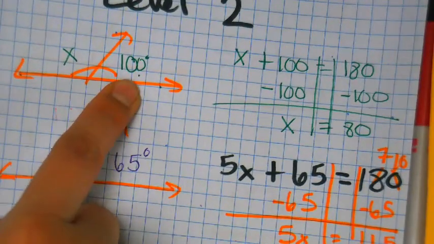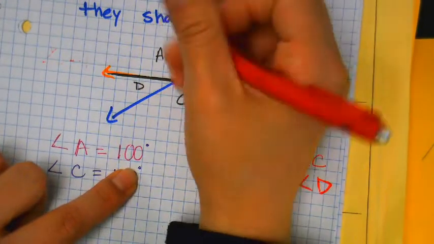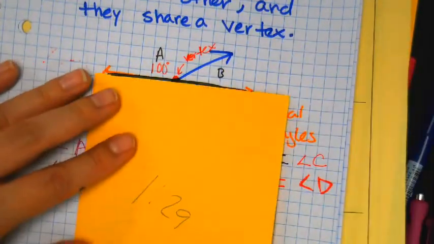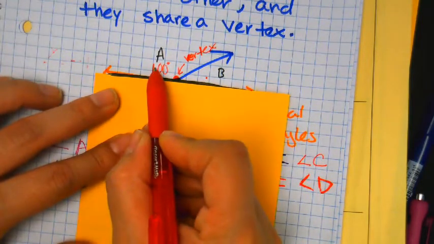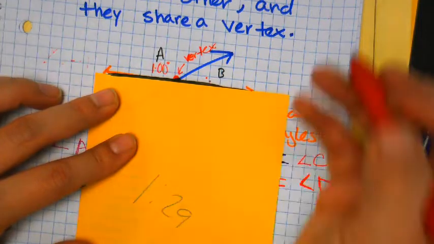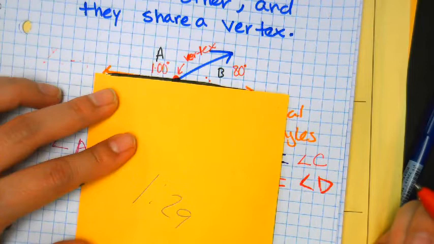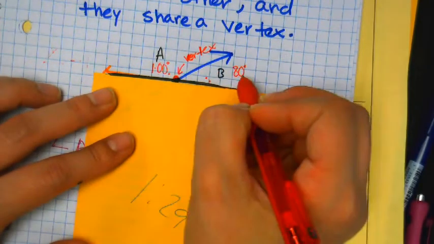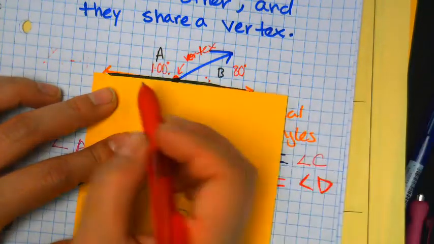It's 100, and it's x. I just told you that A is 100, right? So if I cover it up, together they make 180. I'm telling you that this is 100, so what's left over? 80. Because what's 100 plus 80? 180. And what does 180 look like? A straight line.